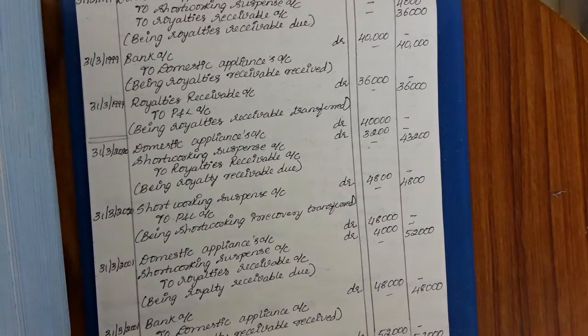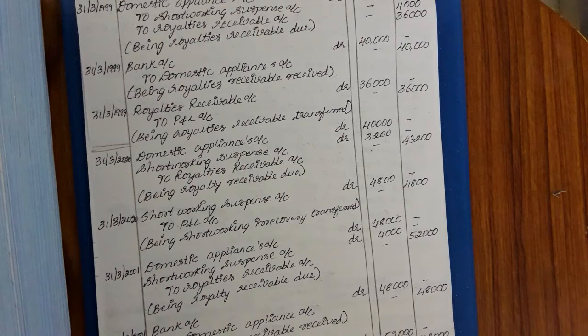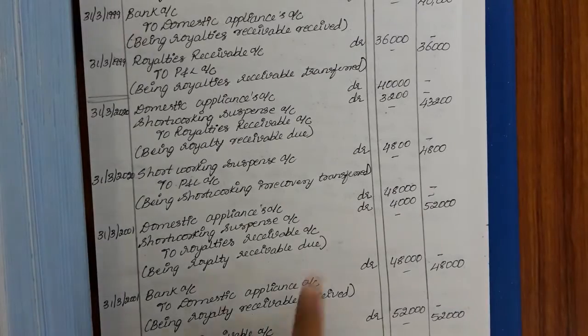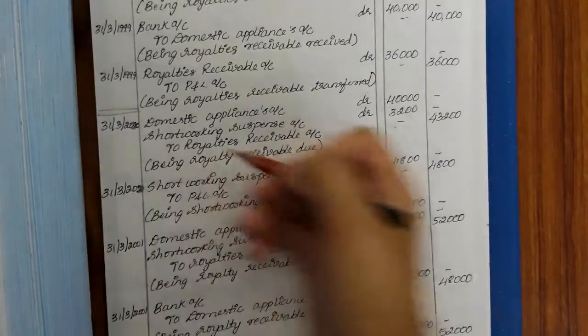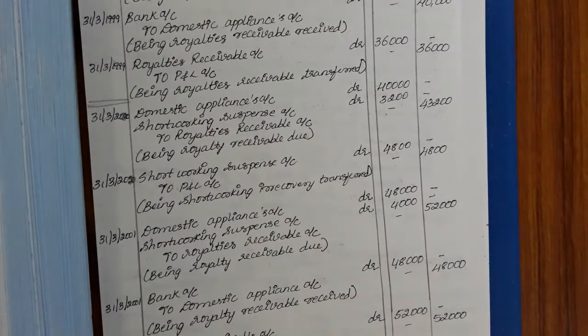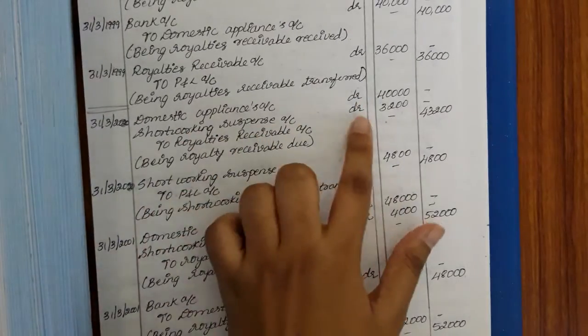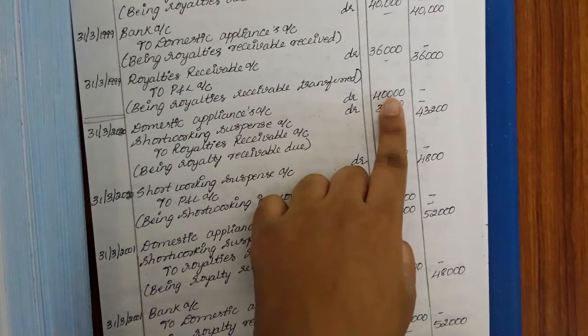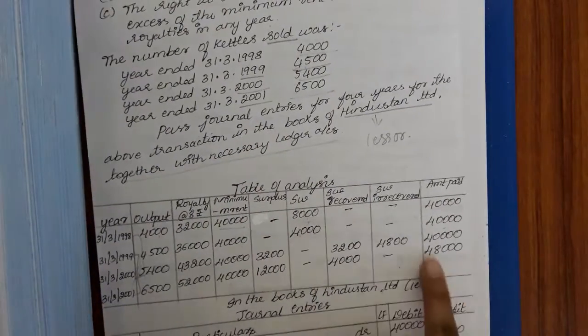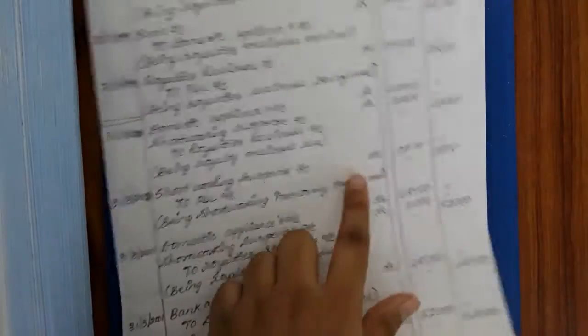One second. Yes, in the year 2000, the first due entry is correct. That is, when royalty is more than minimum rent, lessee's account, that is domestic appliance account debit, short working suspense account debit to royalty receivable. So whatever money you received from domestic appliances, you will be recording. What is the money you received from domestic appliances? That is 40,000. So you will be recording that 40,000.